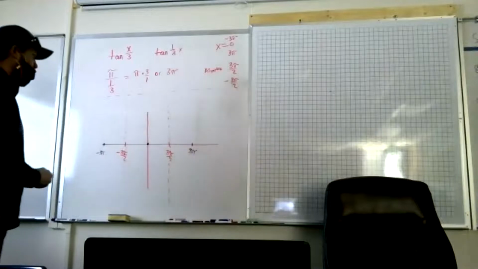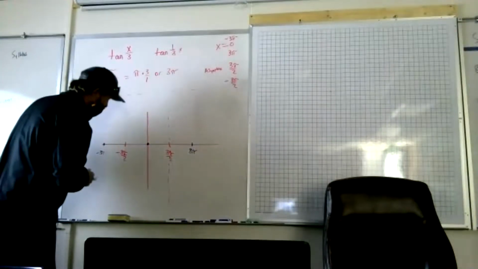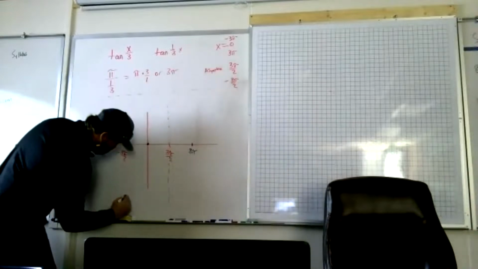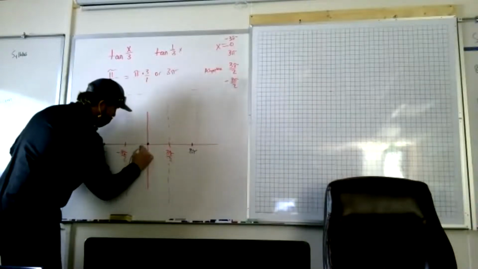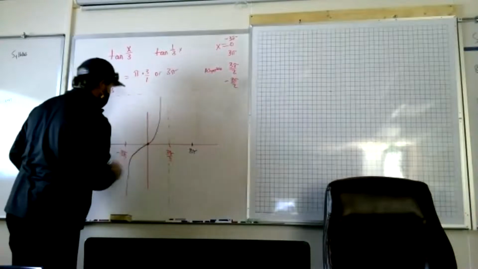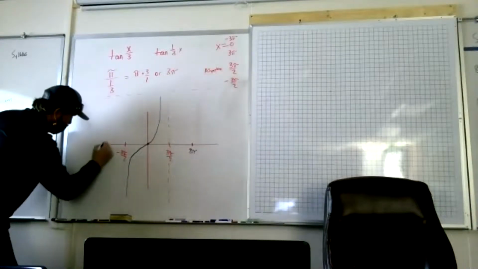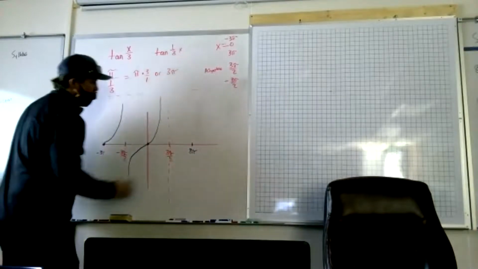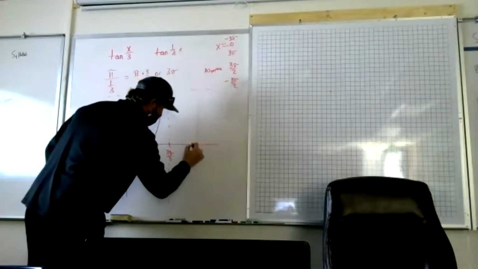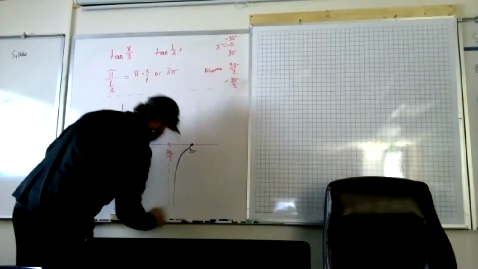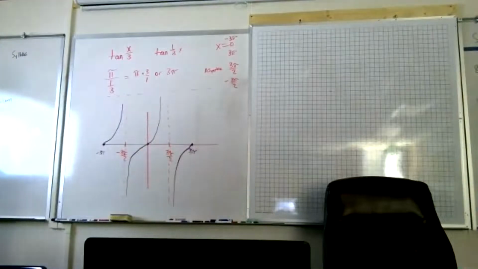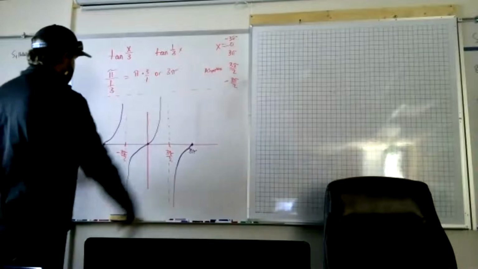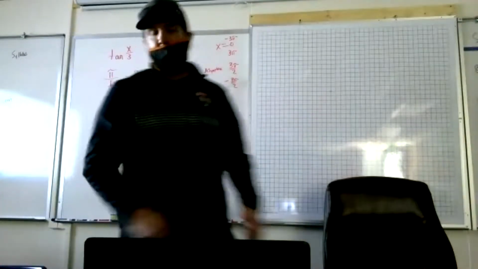Okay, now I just know how my function acts. It starts low, comes through the x-axis, finishes high. Okay, on this side, I'll just draw it there, and on this side, it's going to look like that. I could finish it off, but the problem says to sketch it, and I can sketch it by two consecutive asymptotes.